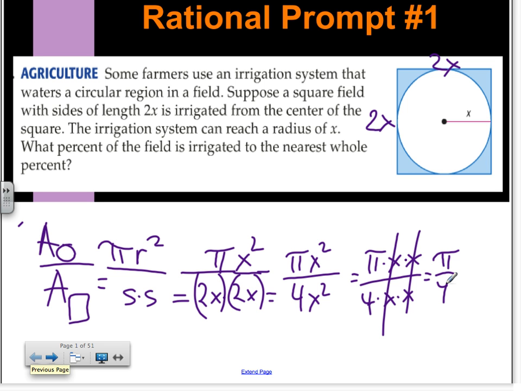And because I asked you to do it to the nearest whole, I just go ahead and round it. What is pi equal to? 3. You don't have to give me 3.14 because I asked you to round it. So 3.